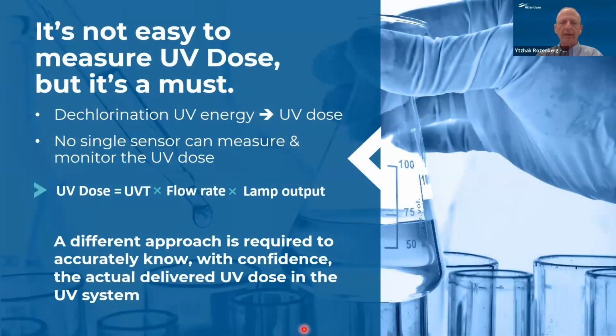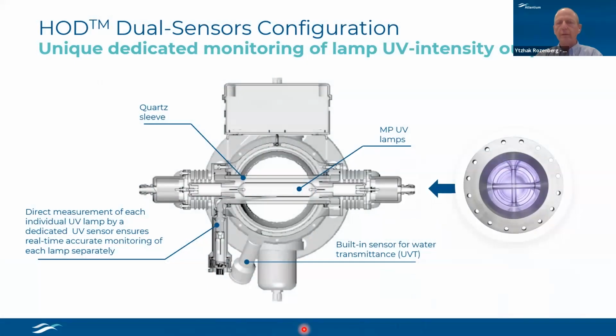What we are actually delivering to the water is UV energy, the UV dose, which is a function of the clarity of the water to UV, the flow rate, and the lamp output. We size the UV dose, as you have seen before, according to the UVT, the amount of free chlorine that we would like to take out, and of course the pH of the water. All of it must be very well monitored.